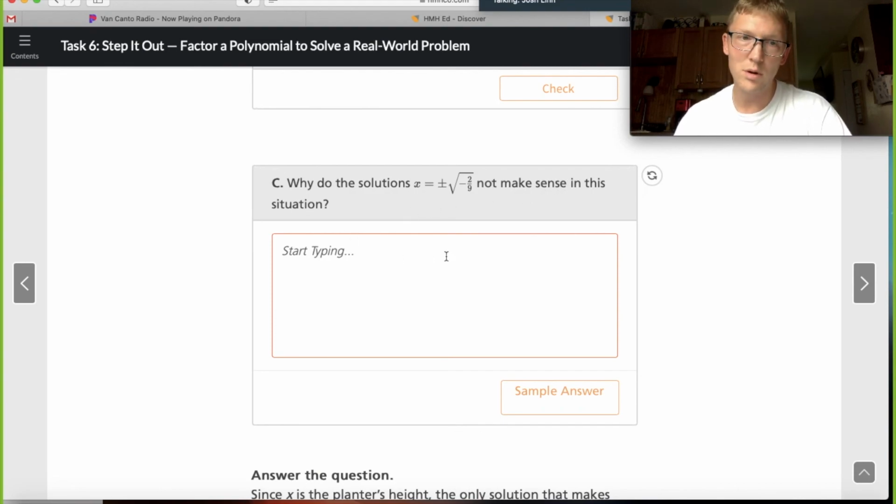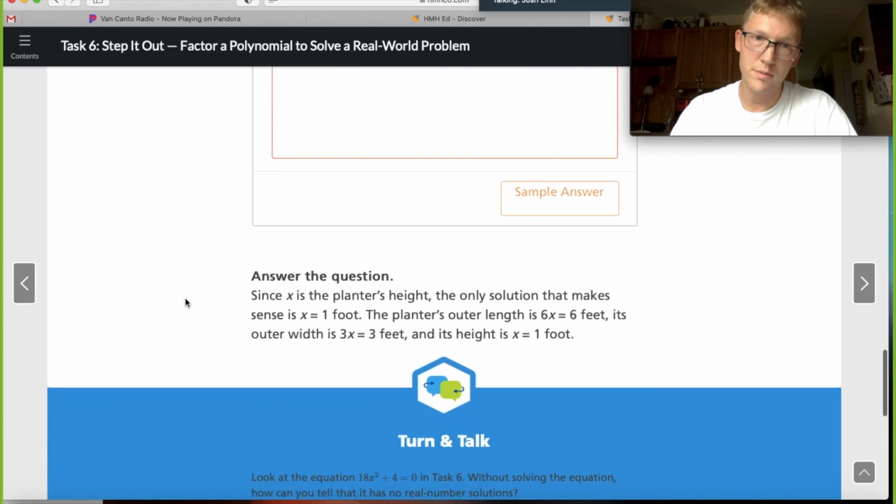We're in the real world. We're talking about an actual physical length. You can't have an imaginary length. So, since x is the planter's height, the only solution that makes sense is x equals 1.